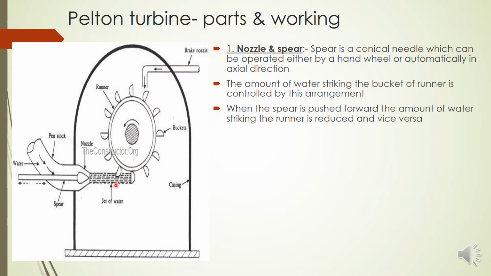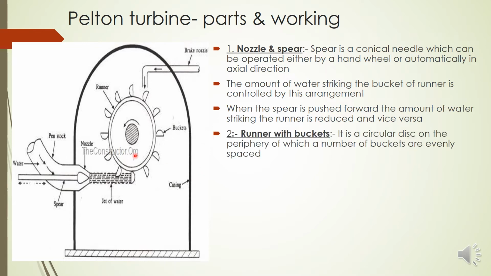Then how is it controlling the water? If the spear is pushed forward, in this position the nozzle opening is completely open. Now if you push the spear towards the right, this will block the flow and the amount of water will be reduced. Similarly, if we pull it back towards the left, the amount of water will be increased. So this is a simple technique used for controlling the water flow to the runner.